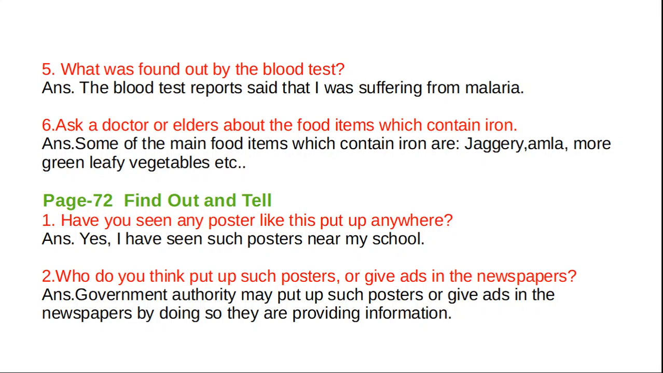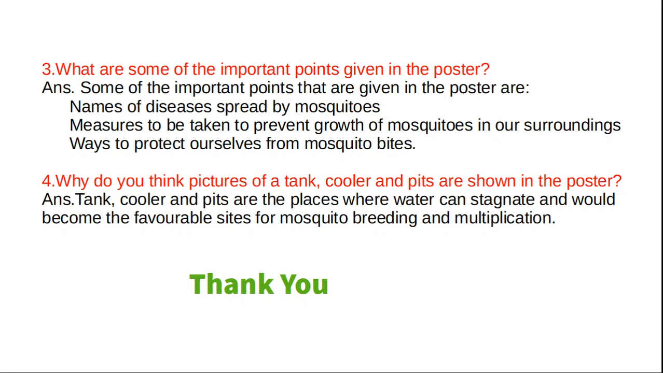Now second one, who do you think put up such posters or give ads in the newspapers? Okay, now see, our government, that means government authorities may put up such posters or give ads in the newspapers. By doing so, they are providing information. Our government means municipality, panchayat, those are called government authorities. They put up such posters and give advertisements in newspapers and on mics. They are canvassing in rainy seasons also. Why? Because they provide information, that means to reduce the spreading of diseases. Okay, children.